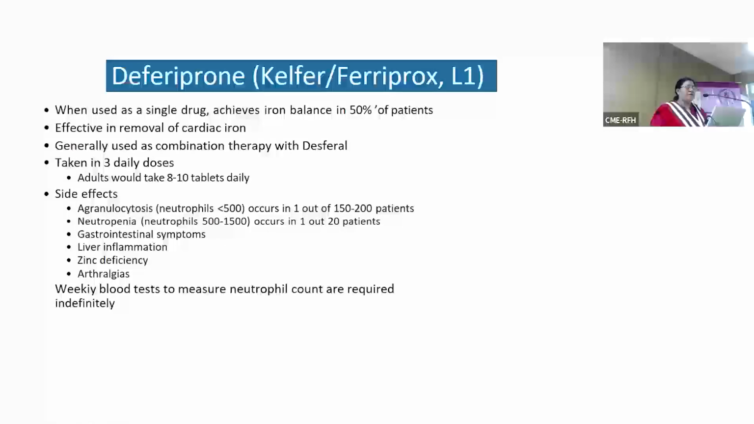Whenever there is agranulocytosis, when the neutrophil count is less than 500, then you have to stop the drug. Between 500 and 1500, you can decrease the dose by 50%, or else you can continue the drug. And you have to monitor liver functions. The thing is, Kelfer also chelates some trace elements like zinc and selenium. So if patients have any deficiencies related to zinc and selenium, you can add them as a supplement, especially when the patient is on Kelfer.